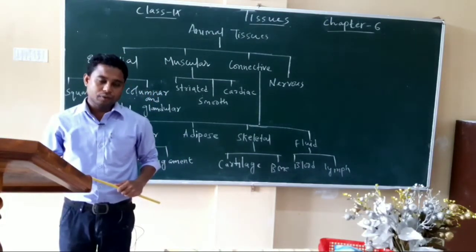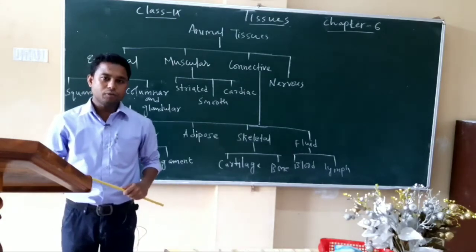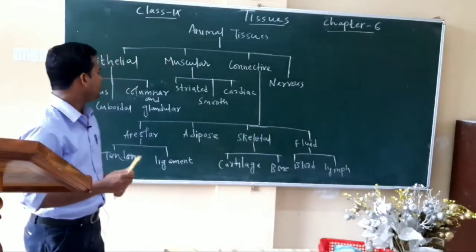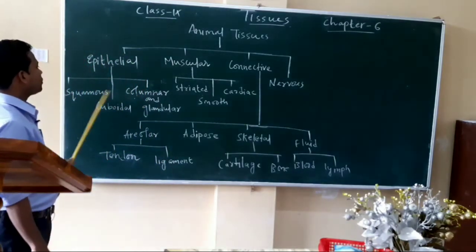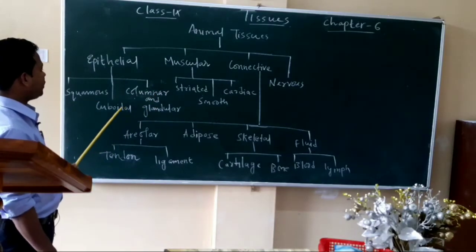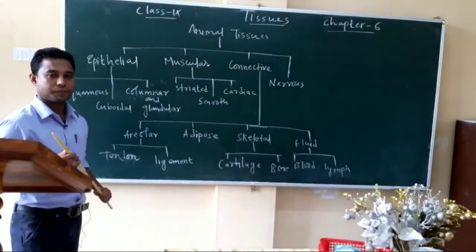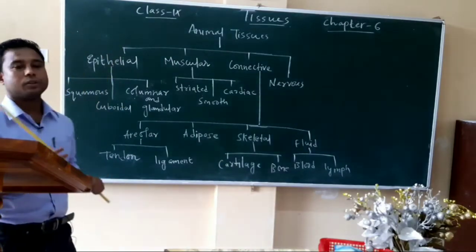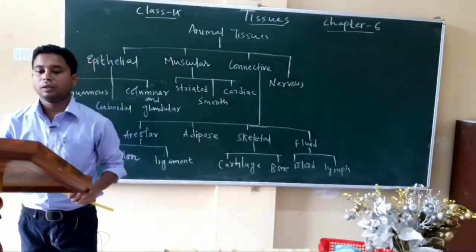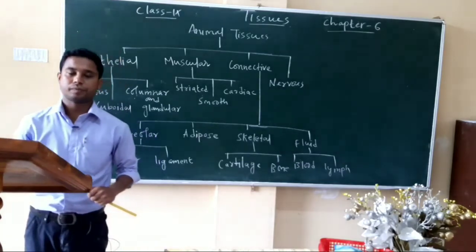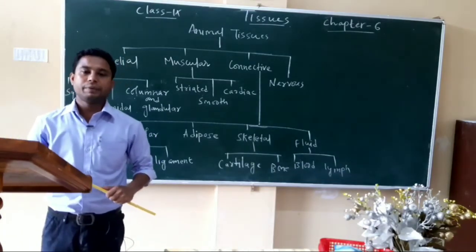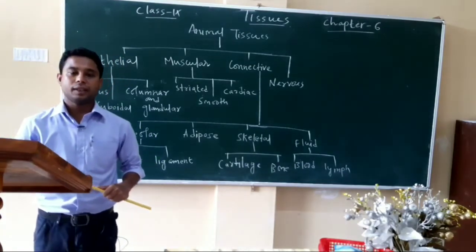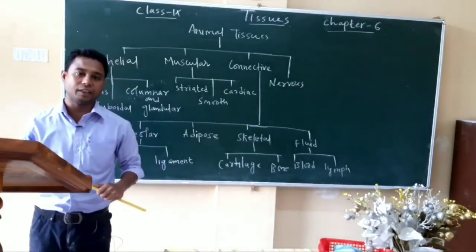Epithelial tissues are divided into types: squamous, columnar, glandular and cuboidal. So what is squamous? Squamous is divided into 2 types, that is simple squamous and stratified squamous.